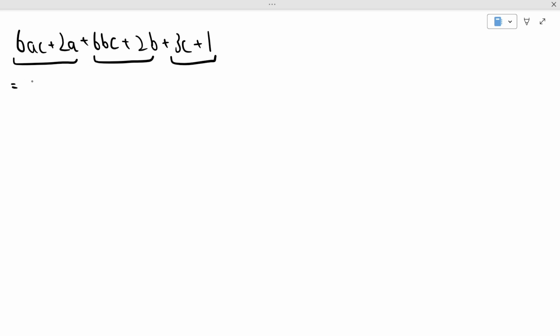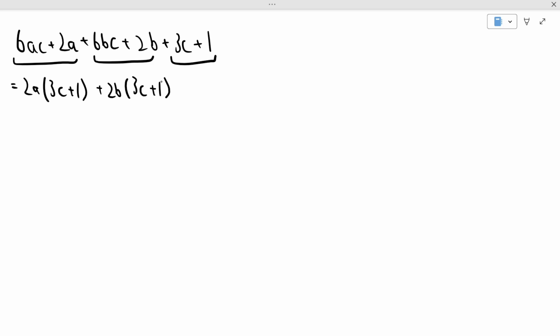So if we factor our first group, we take out the greatest common factor of 2a from the 2 terms in the first group. 6ac divided by 2a is 3c, and 2a divided by 2a is a plus 1. So now we move on to our second group, and we take out a 2b from both terms in the second group. 6bc divided by 2b is 3c, and 2b divided by 2b is 1.